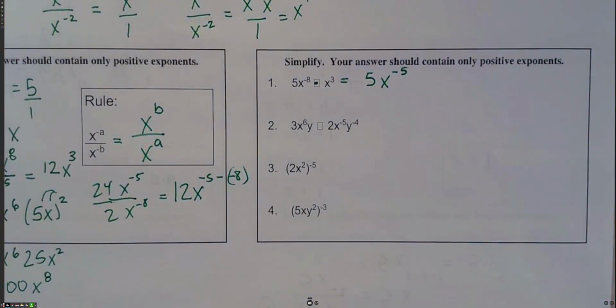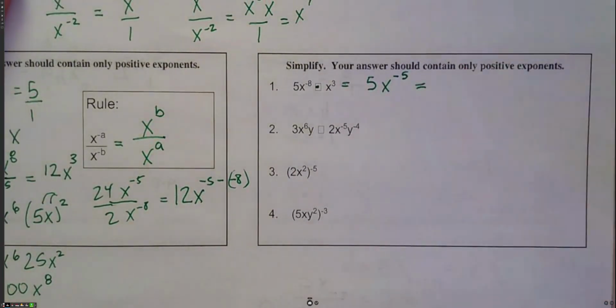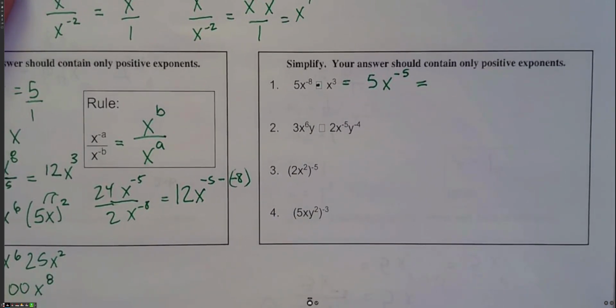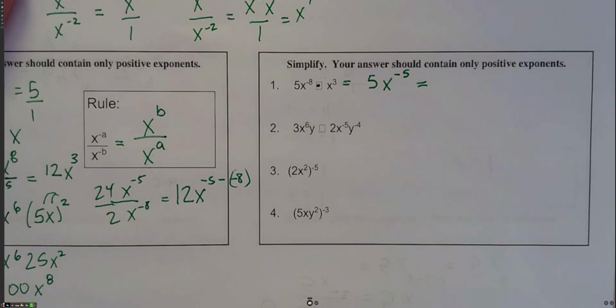I'm not allowed to leave a problem with a negative exponent. So what do I do? Switch them. So what's my answer? Negative 5x. No. It's 1 over 5x. Nope.